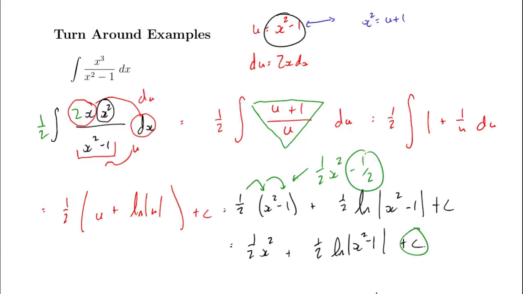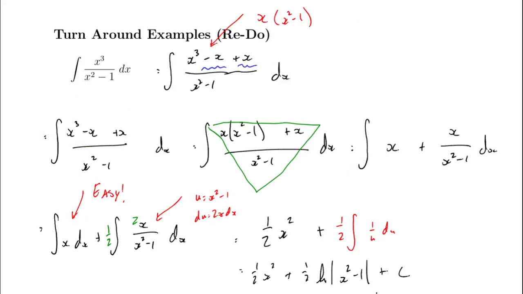In this one, we used a u-substitution of x squared minus 1, and then we did some turnaround stuff, and split a fraction up. In this one, we split the fraction up first, and then we only had to do u-substitution on part of it. It's equivalent. It doesn't really matter what you do. But hopefully that's helpful to show you a couple of things.